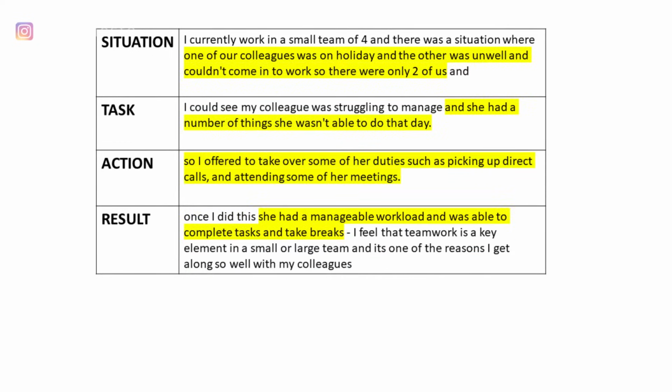And we can see here how it fits into the STAR method. Here I've highlighted the situation, the task, the action, and the result.